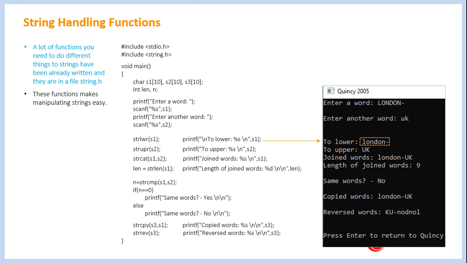This is the function which changes any lowercase characters in a word into uppercase ones. S2 contains the word UK. Hence, when we printf S2, we get this. This is the function which concatenates or joins the second word with the first one. S1 contains the word London, while S2 contains the word UK. Therefore, when we printf S1, we get this.